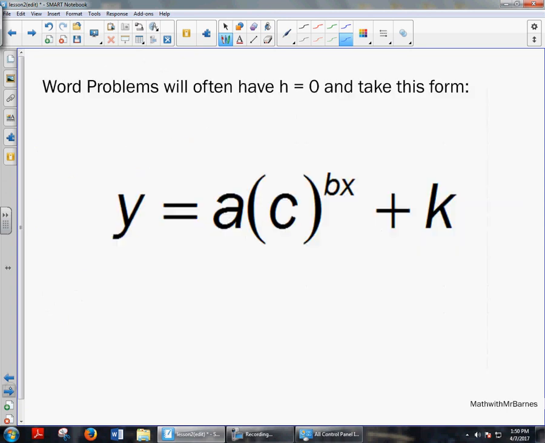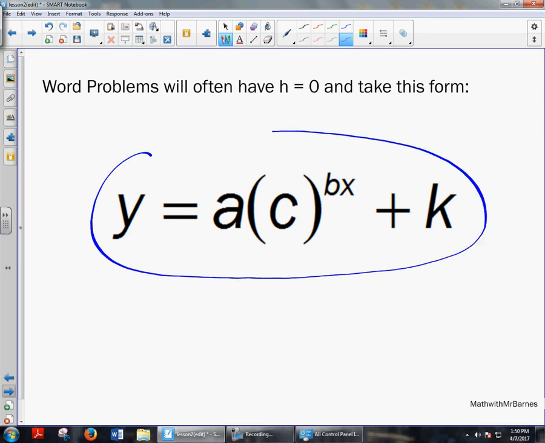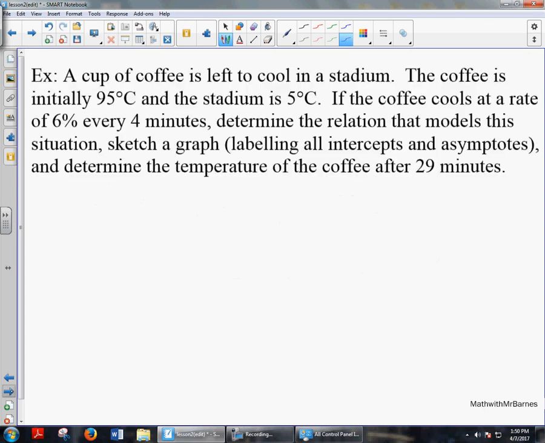Alright. So, a lot of times word problems and such don't have a horizontal asymptote. So this is a common form for word problems. So that's something that you guys should look out for in your classes and on your public exams and things like that. So this is actually a really neat form to use. So it opens up a lot of different word problems. So let's have a look at this one. It says a cup of coffee is left to cool in a stadium.